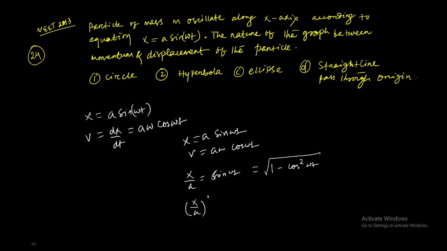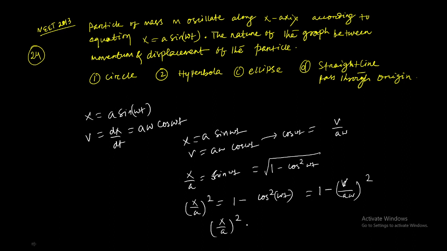So x by a whole square is equal to 1 minus cos square omega t. Cos omega t value is how much here? You can get cos omega t value equal to v by a omega. So this is simply v by a omega whole square, right? So x by a whole square plus v by a omega whole square equal to 1. So this is which type of equation? If you remember, this will be an ellipse, right?